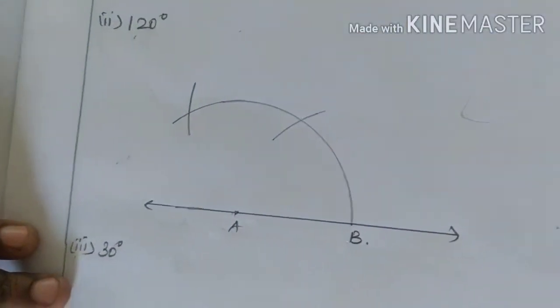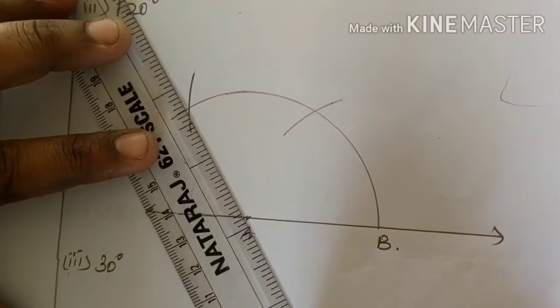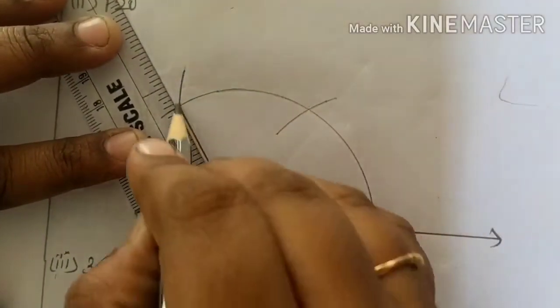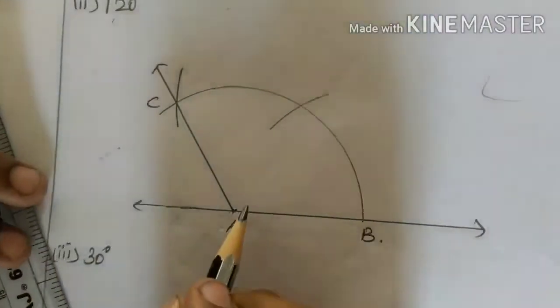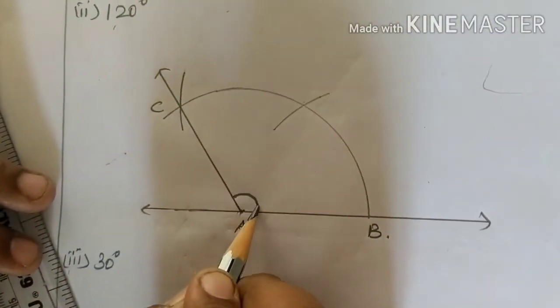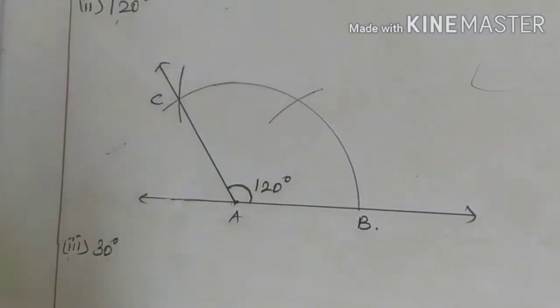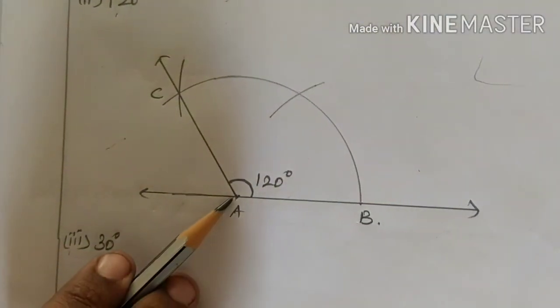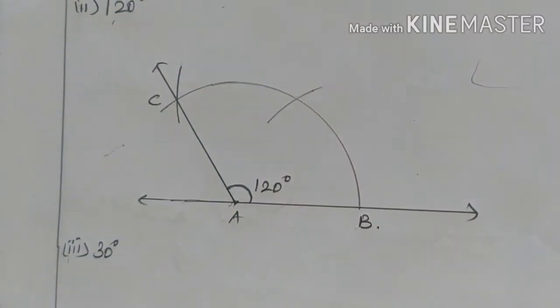Okay, now I got that. Now you join this end with this end. Keep the point as C. Now this angle is exactly 120 degrees. If you have a protector, keep the protector at the middle of the point and measure, and surely you will get 120 degrees.